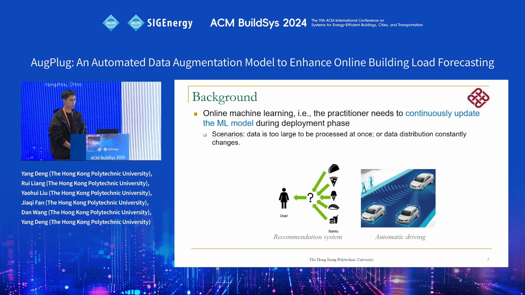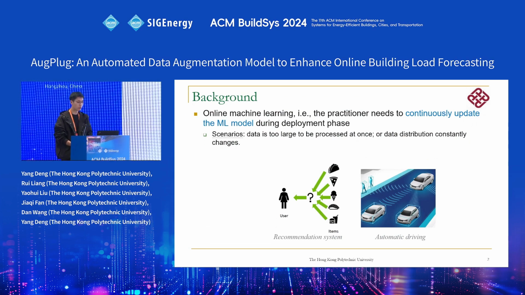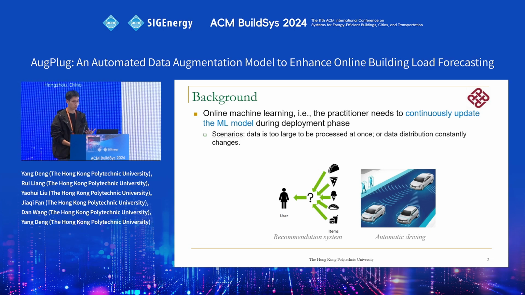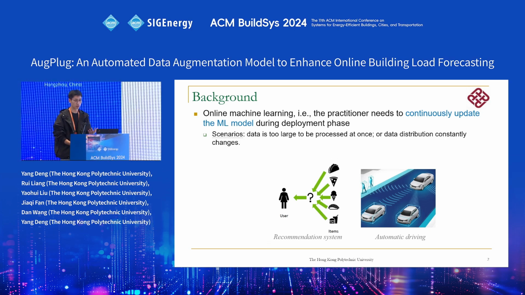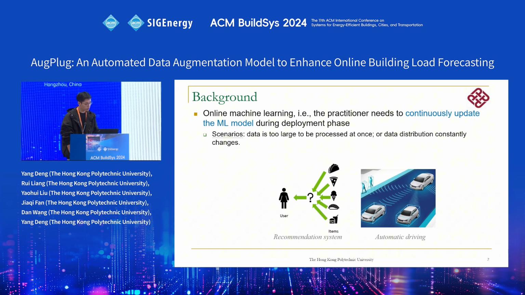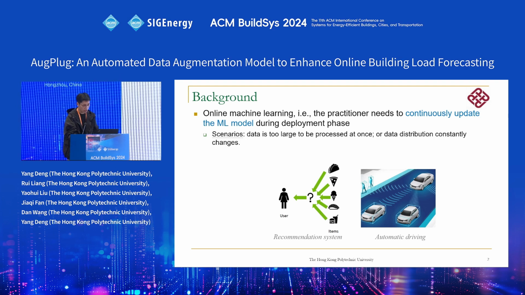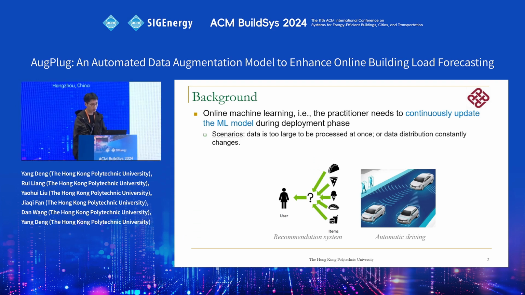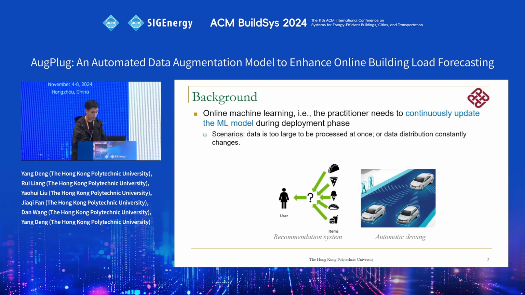When machine learning models are deployed in the real world, practitioners usually need to update the model. This process is called online model updating, or online machine learning. Online machine learning is commonly used where the data is too large to be processed or the data distribution is constantly changing. It's used in many scenarios such as recommendation systems and automatic driving.